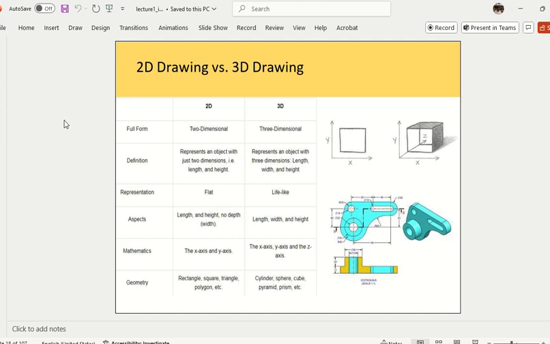Which shape is this? You gave me the right answer. Square, right? In 2D we call it a square. In 3D we call it what? Cube. Okay, so a cube is a square shown in 3D, right?